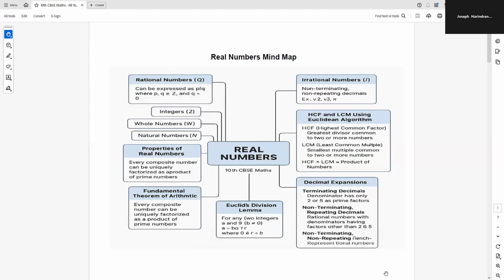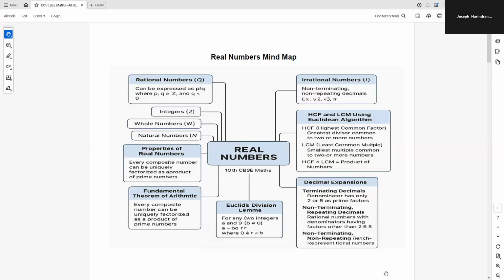We have irrational numbers on the other side. Irrational numbers are denoted by capital I, and rational numbers are denoted by Q: the set of all rational numbers as capital Q, and the set of all irrational numbers as capital I. These are not expressible in the form of P by Q, where P and Q are integers.